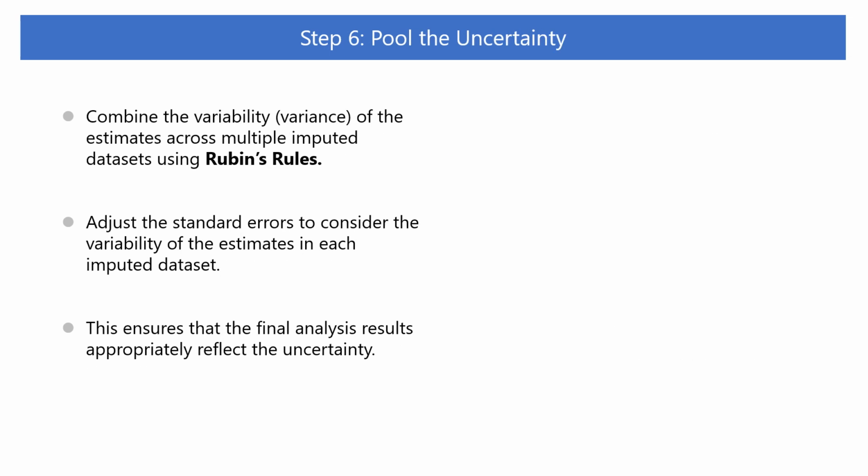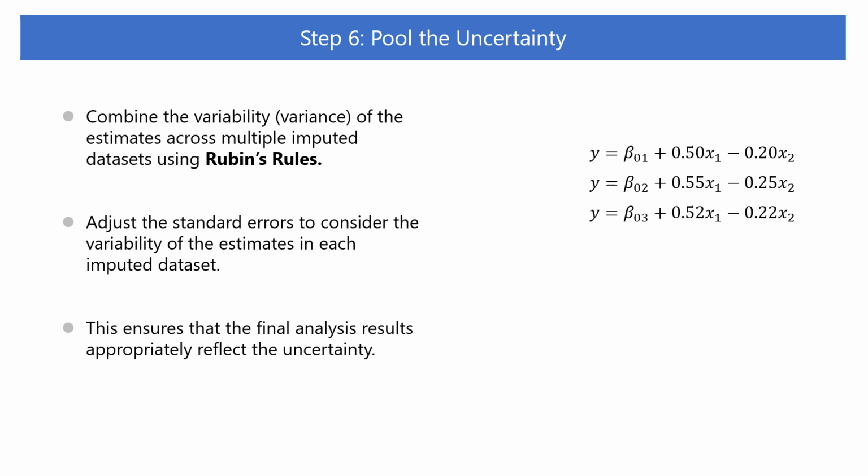Next, we pool the uncertainty. This is a process of combining the variability of the estimates across multiple imputed datasets. Here, estimates means those of a regression model's parameters such as regression coefficient and intercept. In this step, we do not simply take the mean of the regression coefficients, but rather, we adjust the standard errors to consider the variability of the estimates in each imputed dataset. This ensures that the final analysis results appropriately reflect the uncertainty associated with the missing data.